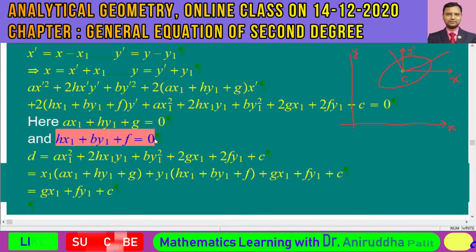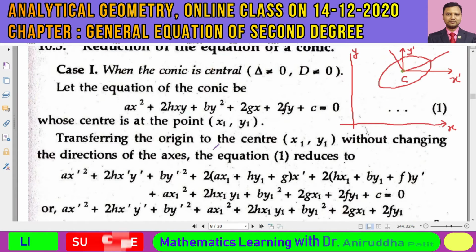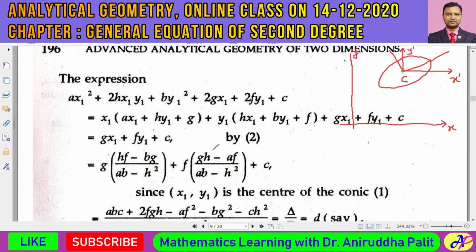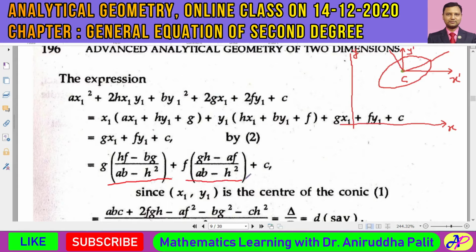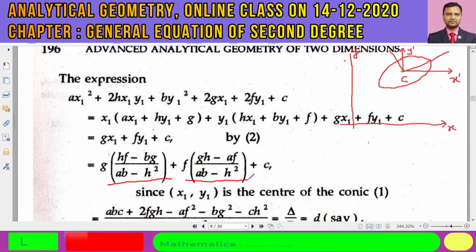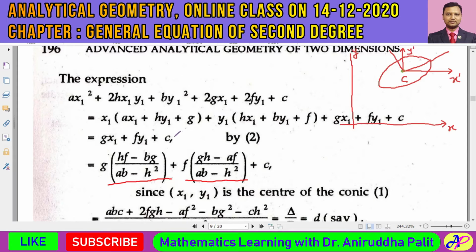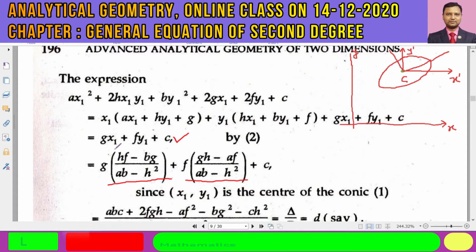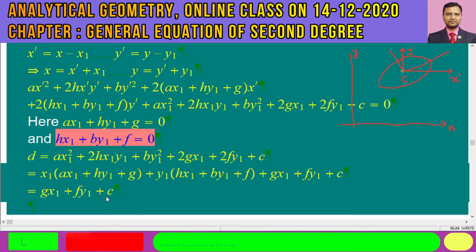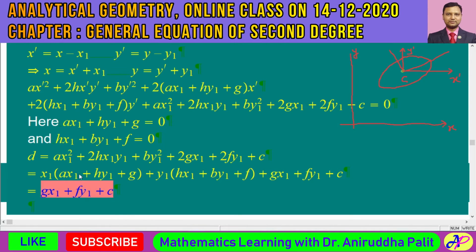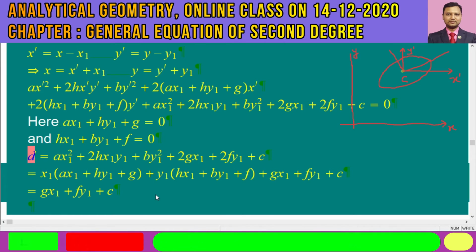Now if we try to solve these two equations, we can compute the expression of x1 and the expression of y1 by cross multiplication. It has been shown in this book that this is the expression of x1 and this is the expression of y1. After computing x1 and y1, we put their expressions in this expression g x1 plus f y1 plus c. This last expression is actually the quantity d.